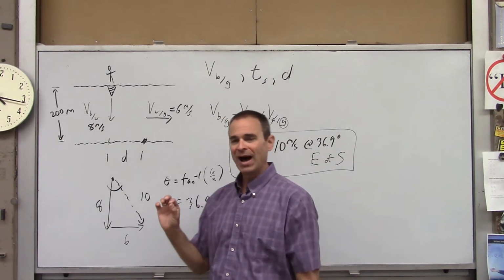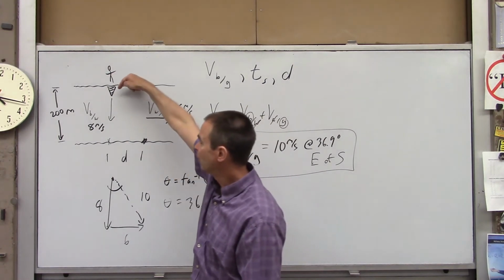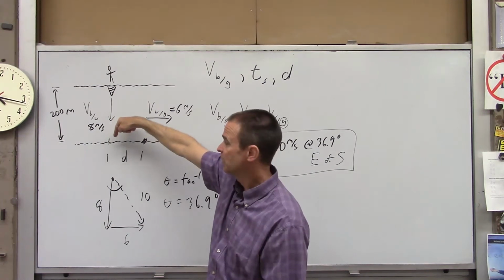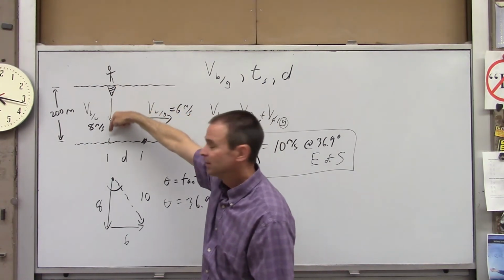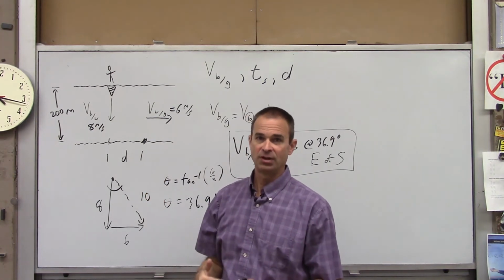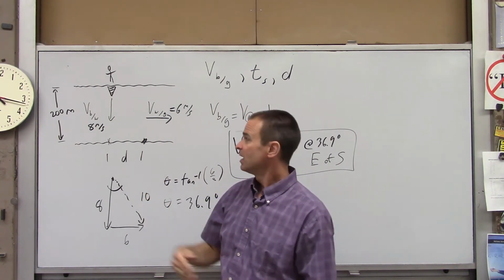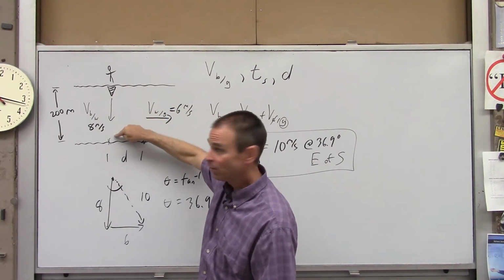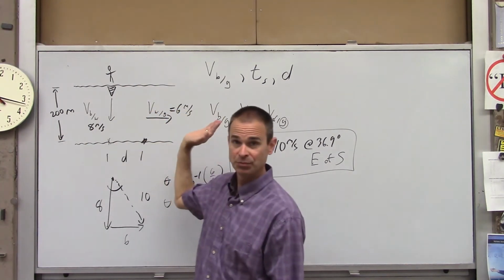You want to know how long it takes for him to go 200 meters south. What velocity do we need? Well, we need the southward velocity. He's moving 8 meters per second south. It doesn't matter what's going left and right.